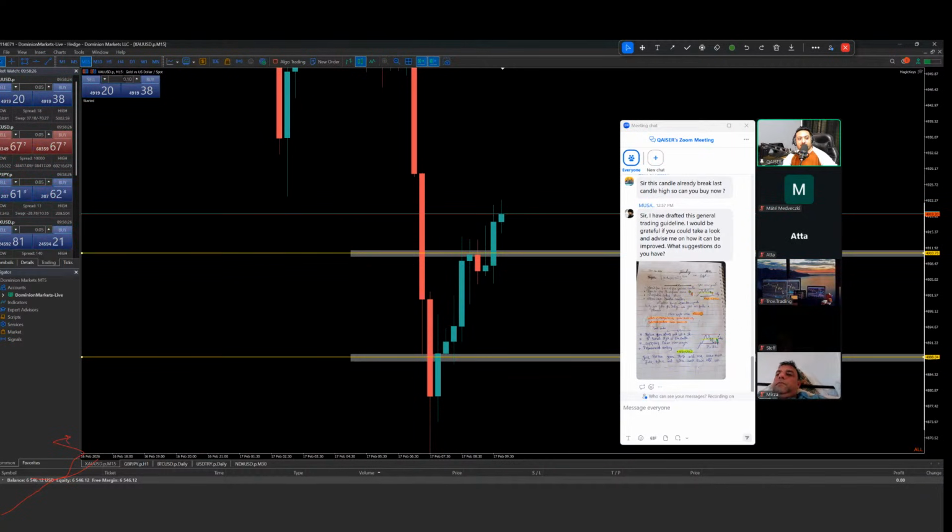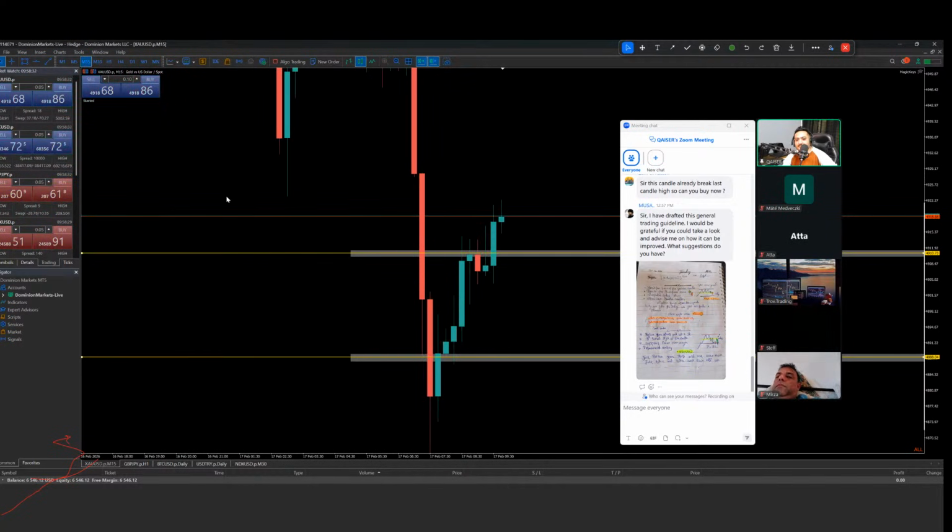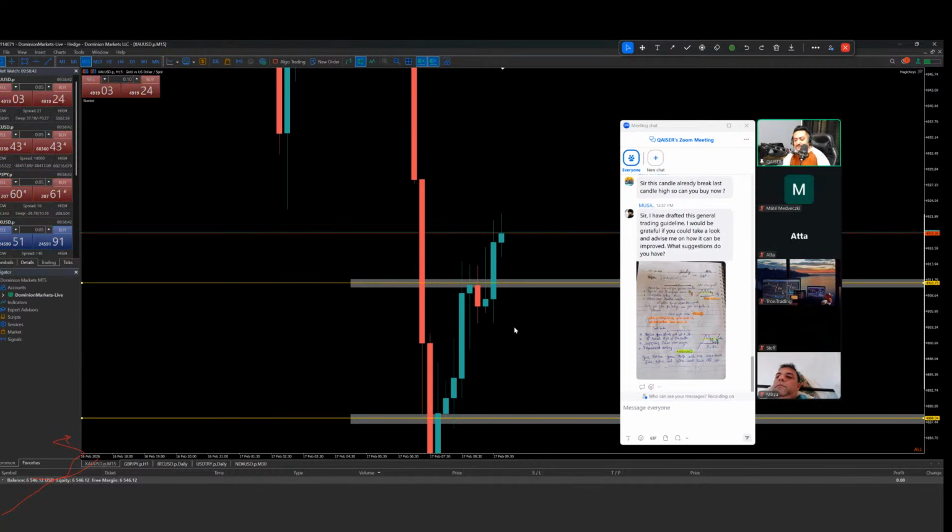Then I'm also going to get the 30-minute closure above this current resistance area. So let's see if any opportunity comes up with the opening of the London session. I just need to zoom in. Yeah, just waiting.